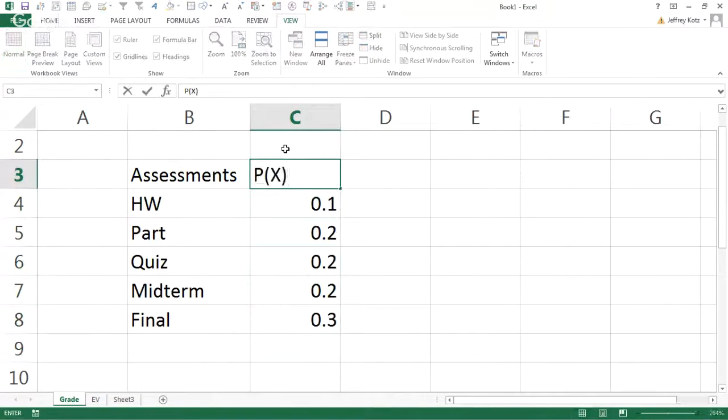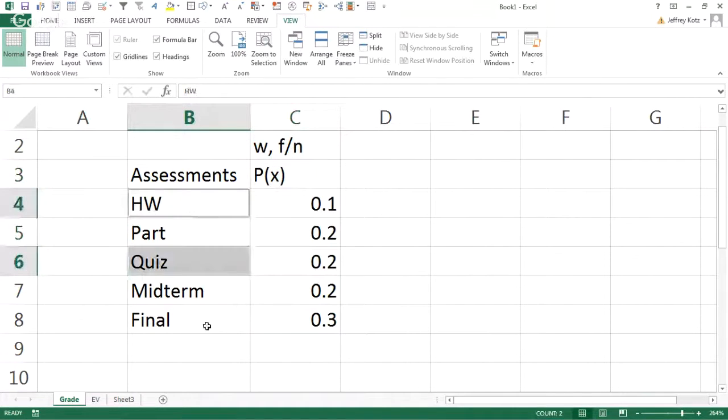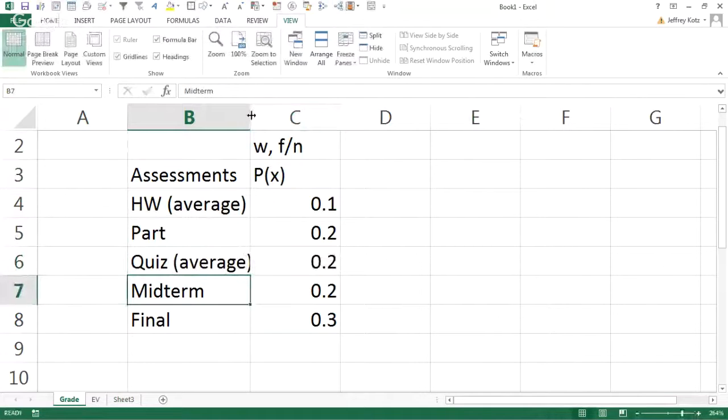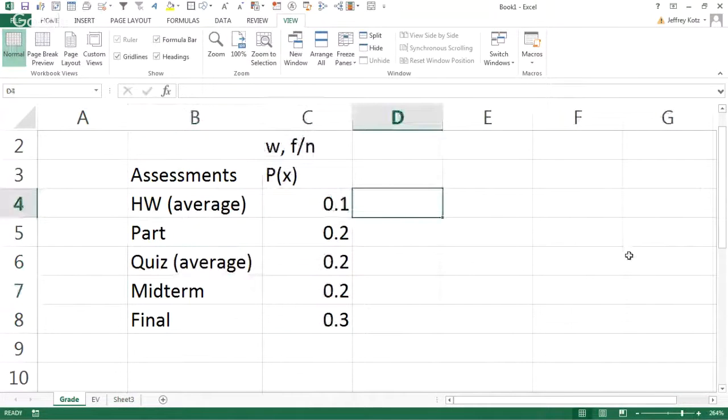Now, this is the symbol that we tend to use, but sometimes these can be called weights. It's frequency over total sum. In the case of your quiz grade and your homework grade, you've actually got 10 homework assignments, so this ends up being the average of your 10 homework assignments. And as far as your quizzes go, you have 4, so it's the average of your 4 quizzes. No assignments are dropped.